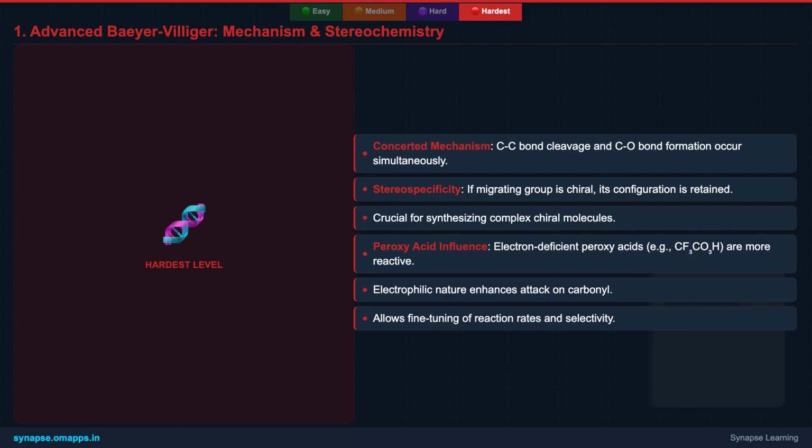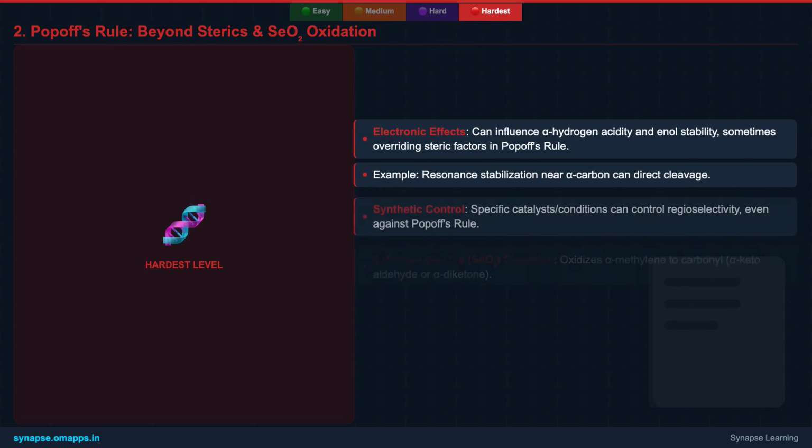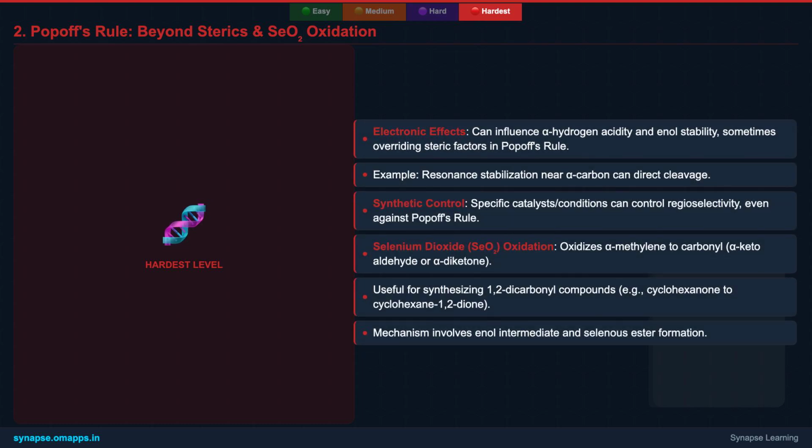Furthermore, the choice of peroxy acid can impact reaction kinetics and selectivity. Electron-deficient peroxy acids are more electrophilic and thus more reactive. This precise control over reaction outcomes is a hallmark of advanced synthetic chemistry. While Popoff's rule offers a good general guide for ketone cleavage, a truly advanced understanding requires considering other factors.